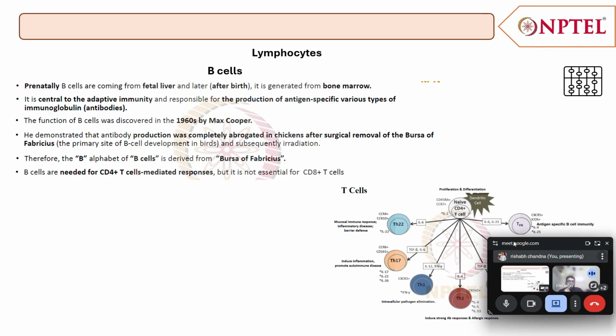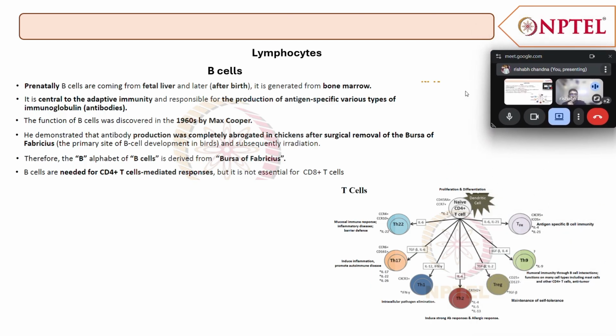Now we are moving on to the other lymphocytes that are also derived from the lymphoid progenitor cells. First we have the B cells or the B lymphocytes. These cells are produced prenatally from the fetal liver, and later after birth they are generated from the bone marrow. The B term came from birds, because that is where it was initially discovered, in the Bursa of Fabricius.